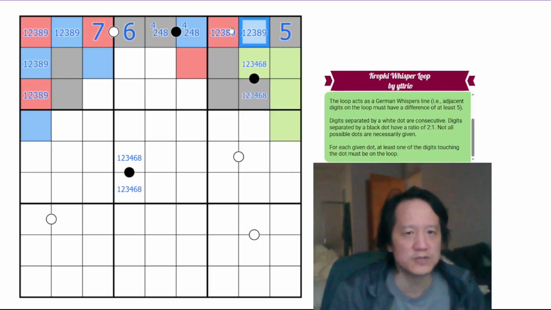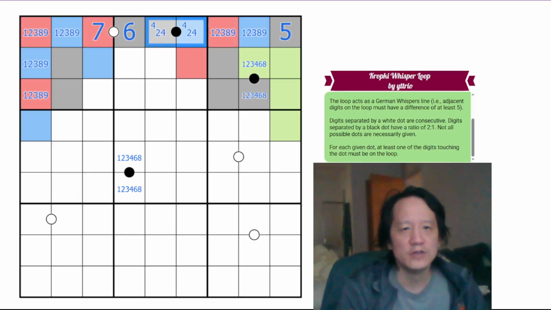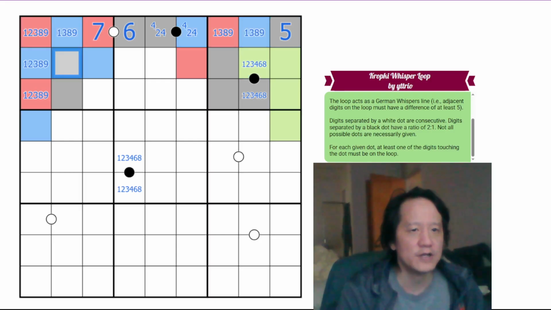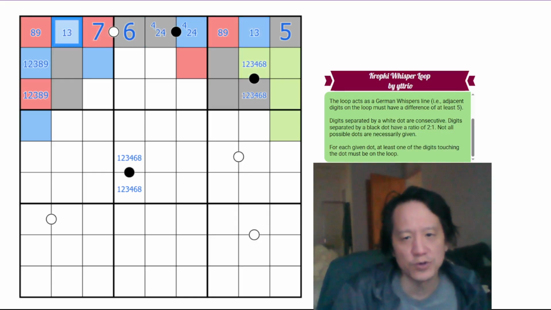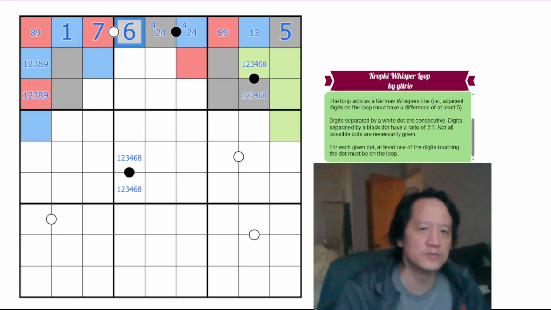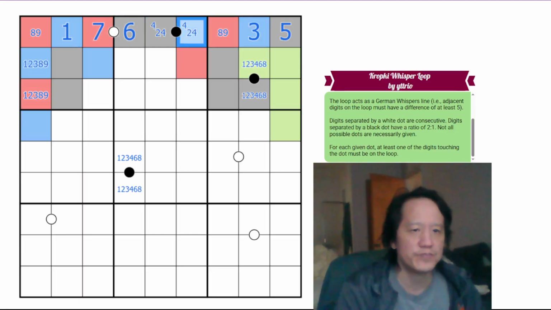So therefore, the rest of the digits cannot be high, so this cannot be high at all. This becomes a 2-4 pair, which eliminates 2 and 4 in the rest of the row. And this is high. So this is 8, 9. This is 1, 3. This is 8, 9. This is 1, 3. 7 cannot be next to 3 on a Whisper 5 line. So this is 1. This is 3.